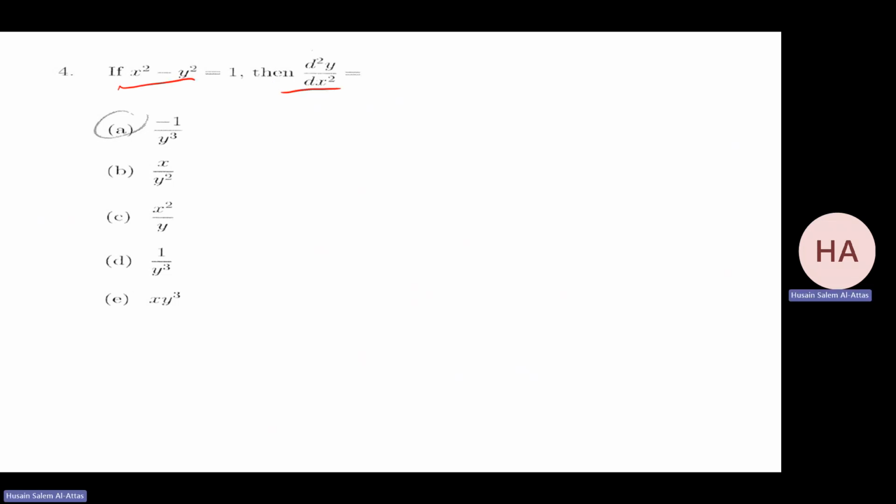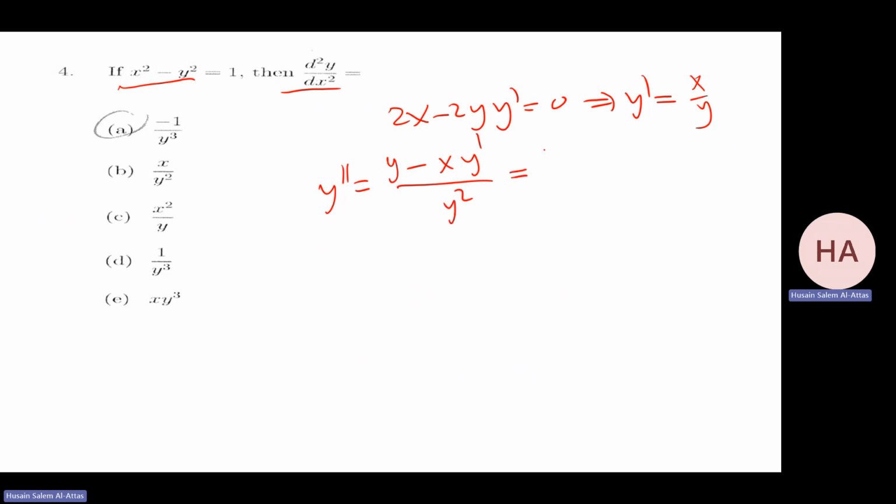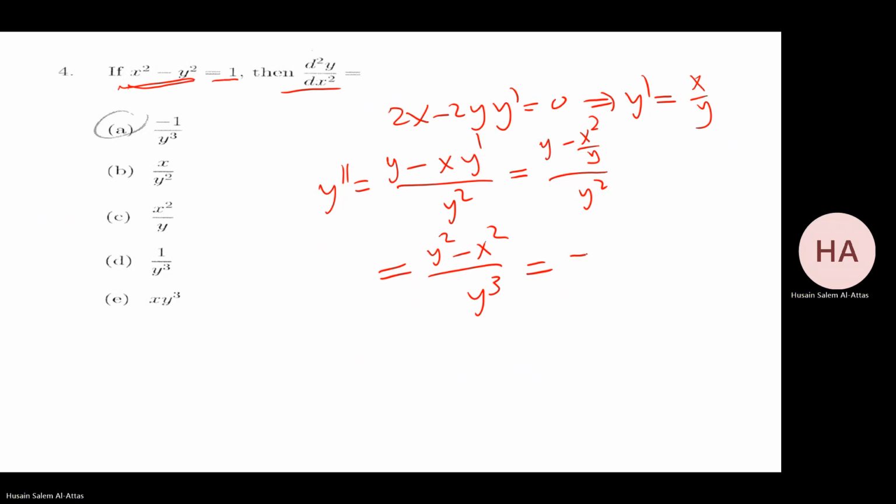This one, I want the second derivative. I don't think it's that difficult. So x plus y y prime equals 0. So that means y prime equals what? Minus x over y. So y double prime, derivative of x, which is 1, times y, minus x y prime, over y squared. In other words, y minus x squared over y, over y squared. And that will be what? y squared minus x squared over y cubed. And x squared minus y squared is equal to 1. So this will be minus 1 over y cubed, which is this one.